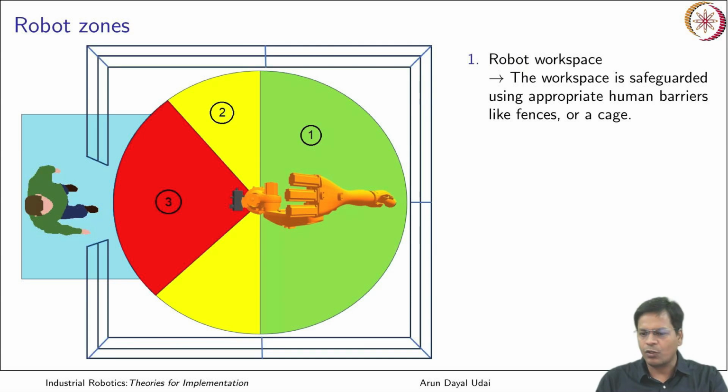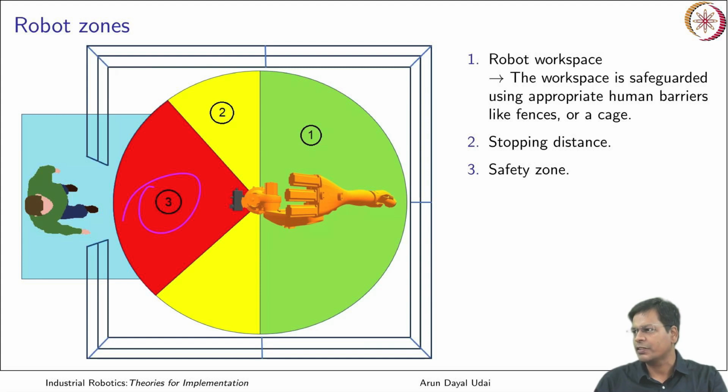Okay, so these are the robot zones that we have seen just now. The workspace is safeguarded using appropriate human barriers like fences or a cage. You have seen it in the small video that I showed earlier while we were starting this module. That is the robot workspace. So that is this space. Stopping distance, that is this space. And the safety zone, that is this space.